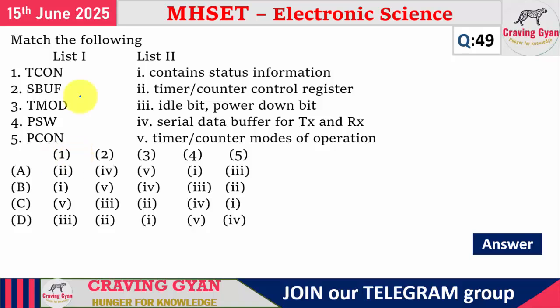49th question, see what they have given. TCON refers to the timer or counter control register. SBUF is nothing but the serial buffer, for storage of serial data for transmission and reception. So you make use of RS-232, right? It works on serial communication. And TMOD is for timer or counter modes of operation.